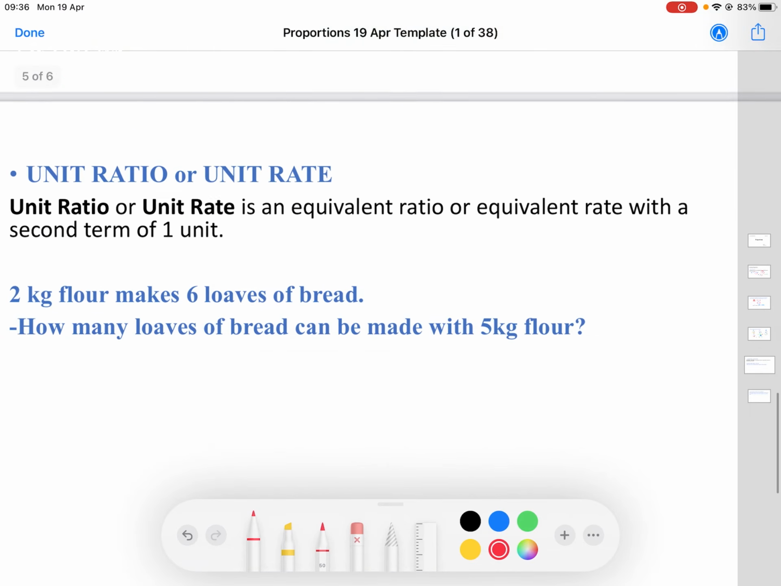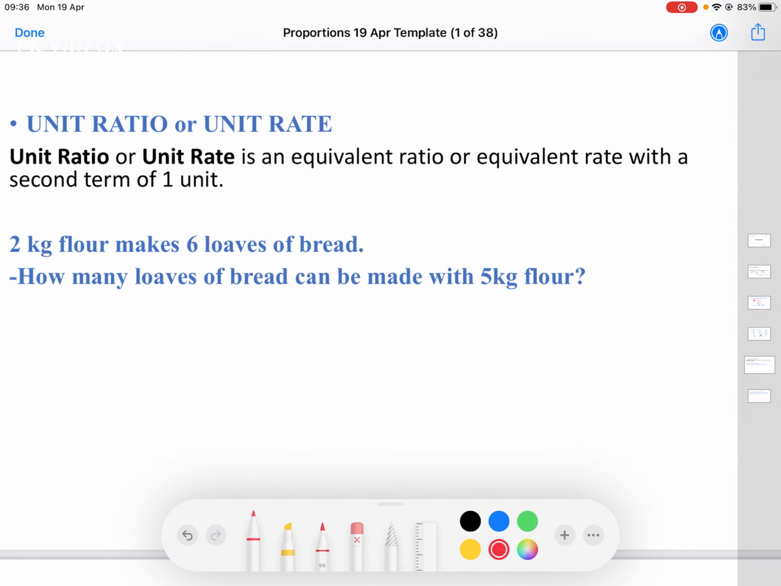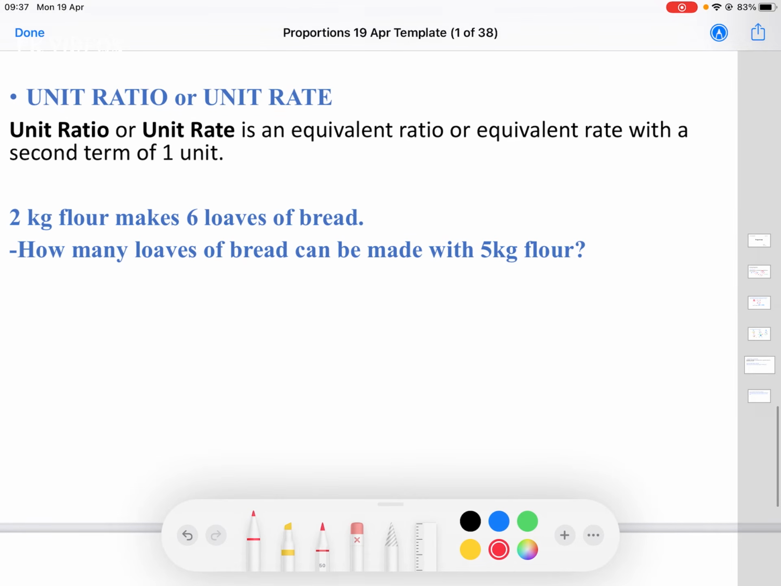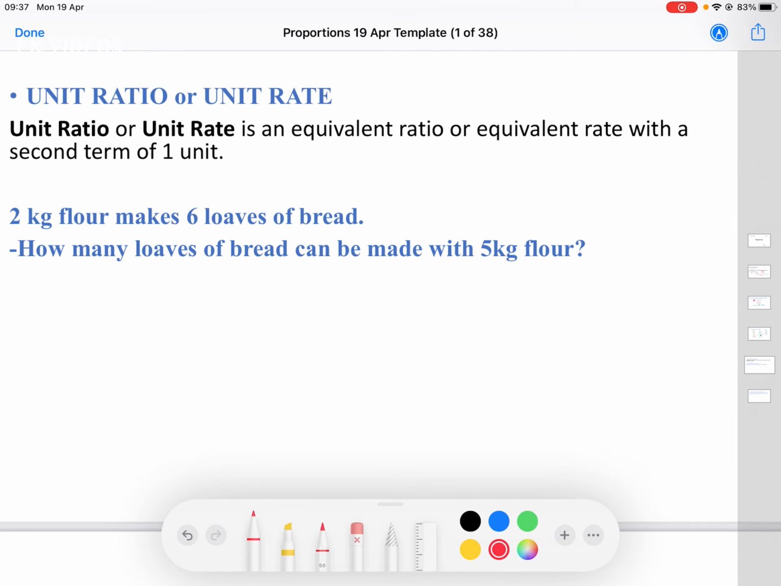Now let us look at another question. Now let us look at what is unit ratio or unit rate. Unit ratio or unit rate is an equivalent ratio or equivalent rate with the second term of 1 unit. It will be more clear when you look at the example.